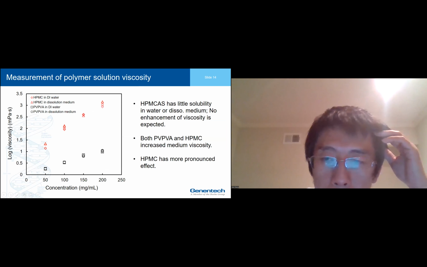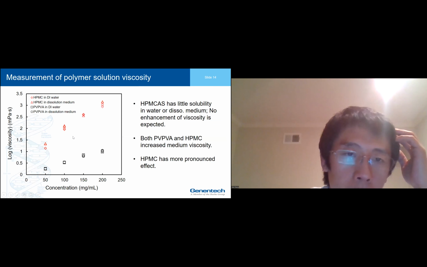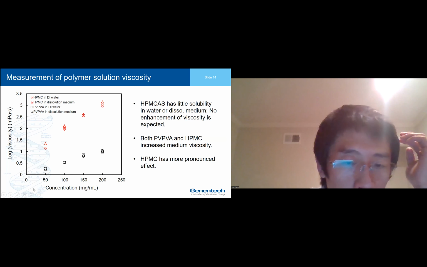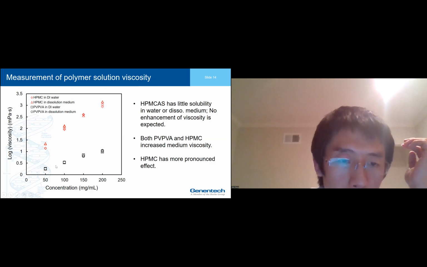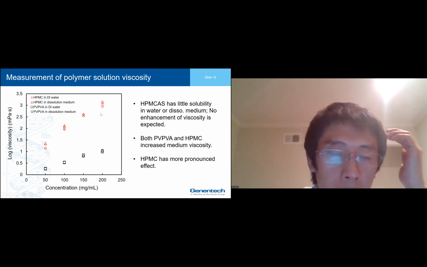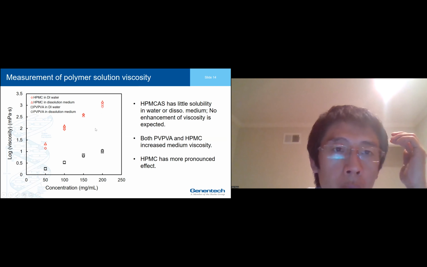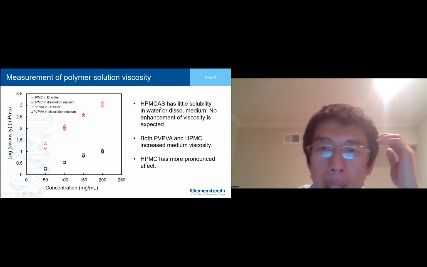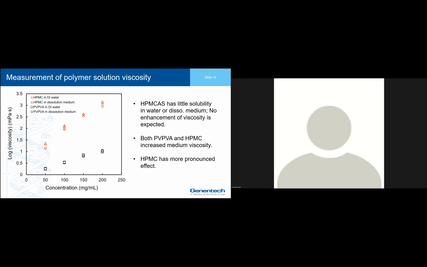Because PVP-VA and HPMC are water-soluble polymers, they can increase the viscosity of the medium. Here is the viscosity in log scale versus the concentration of the polymer in water or in our dissolution medium. So you can see both PVP-VA and HPMC can increase the viscosity of the solution with the concentration. And HPMC increases the viscosity more significantly than PVP-VA. For HPMCAS, we don't expect any effect on increasing the viscosity because this polymer doesn't have much solubility in the aqueous medium.